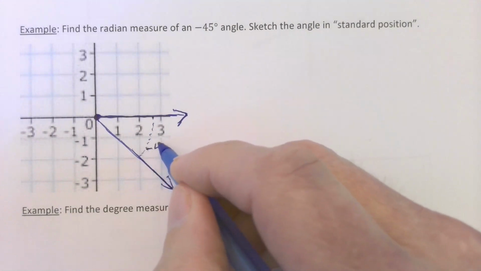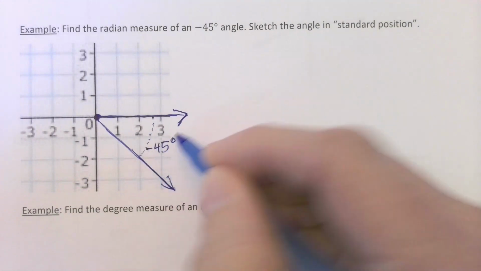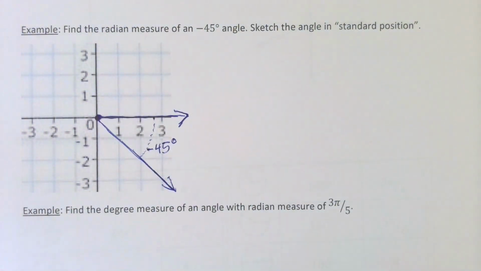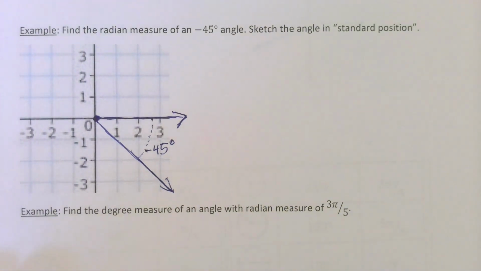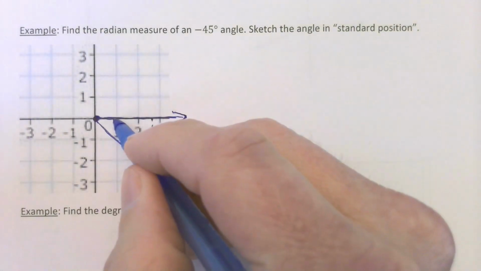And you can label it if you wish. That's in standard position. Now, what is this radian measurement? It's the length of this arc right here.